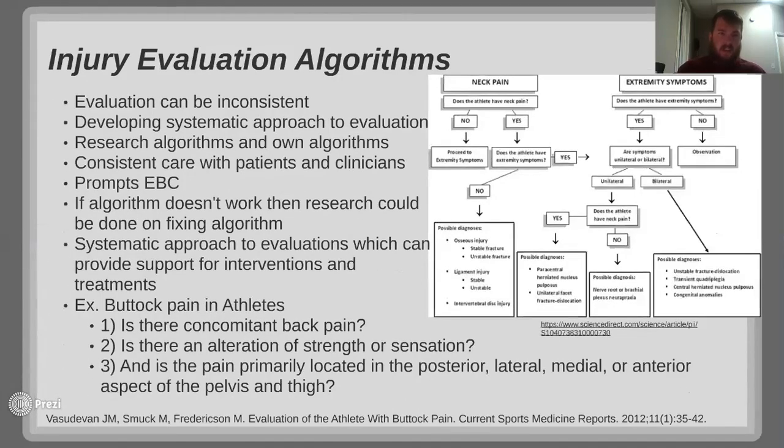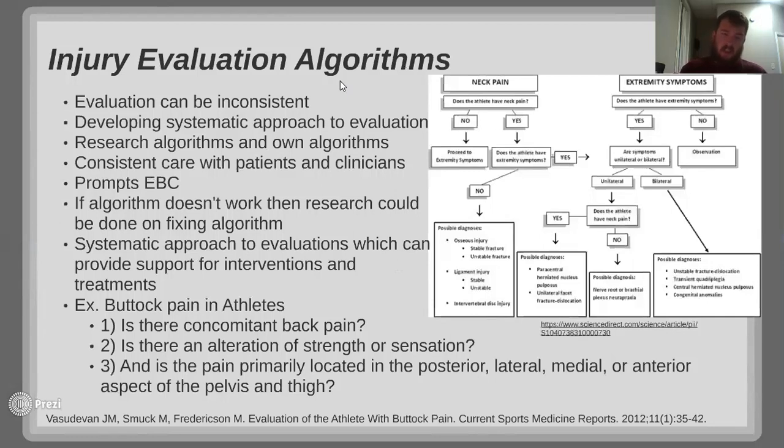And once again, I need to incorporate my injury evaluation algorithms. So my evaluation could be kind of inconsistent throughout the entire body and throughout the entire kinetic chain. And so developing a systematic approach to my evaluation will be beneficial. So I think I need to research algorithms and develop my own algorithms that will help me provide consistent care with patients and with other clinicians, and improve communication.